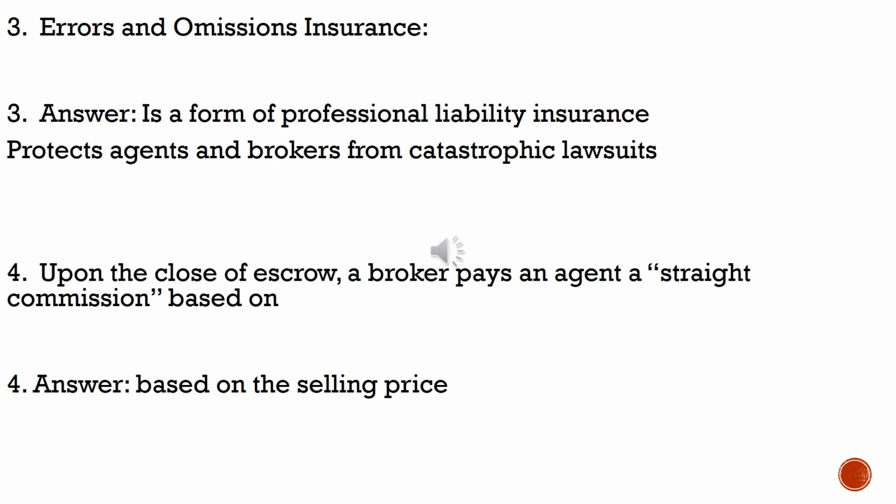Errors and omission insurance. Answer, is a form of professional liability insurance, protects agents and brokers from catastrophic lawsuits. Question number 4. Upon the close of escrow, a broker pays an agent a straight commission based on: answer, based on the selling price.